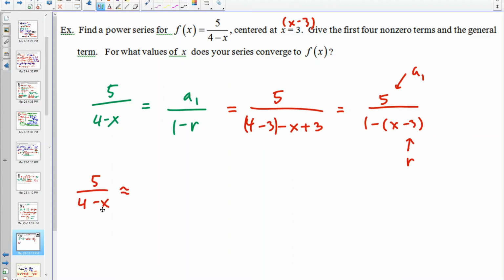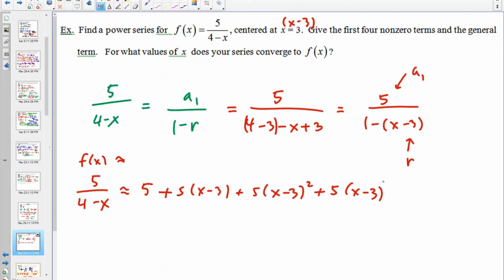So 5 over 4 minus x, or you could say your function, is approximately equal to, your a1 is 5. Every time you add another term, the previous term gets multiplied by x minus 3. So this is going to be plus 5 times x minus 3, plus 5 times x minus 3 times x minus 3, plus 5 times x minus 3 times x minus 3 times x minus 3, plus dot dot dot. The general term would be 5 times x minus 3 raised to the n, plus dot dot dot.